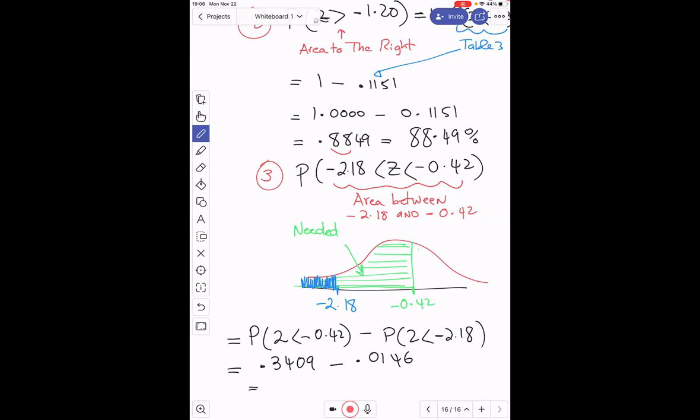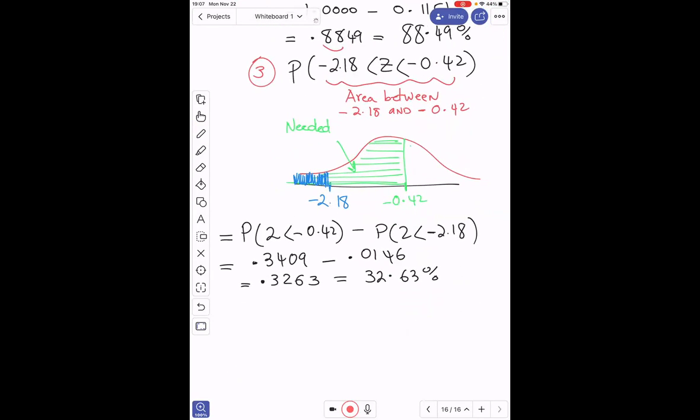All right, so then the answer, we have 0.3263, so that's 32.63%. All right. Any question, guys?